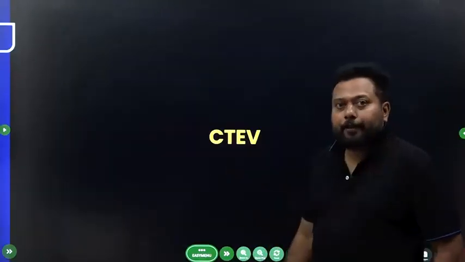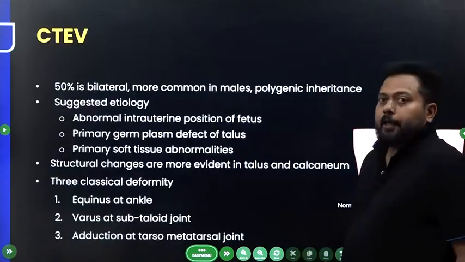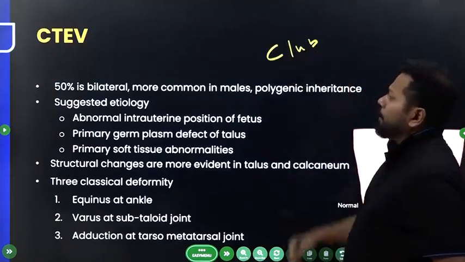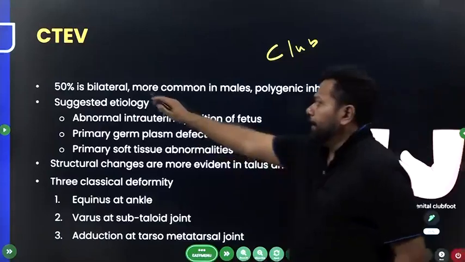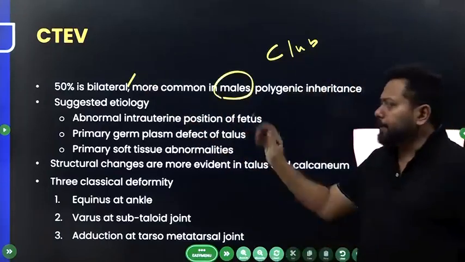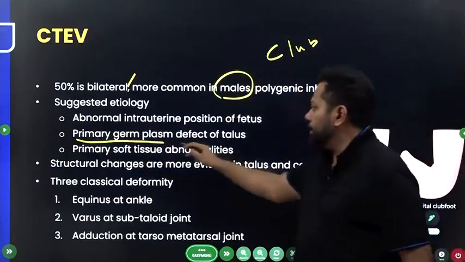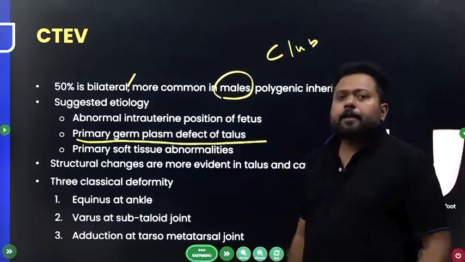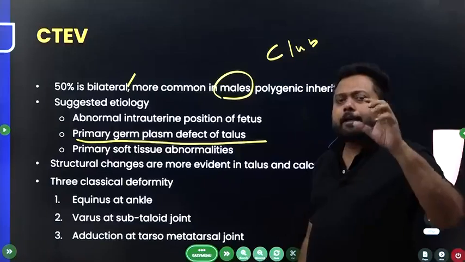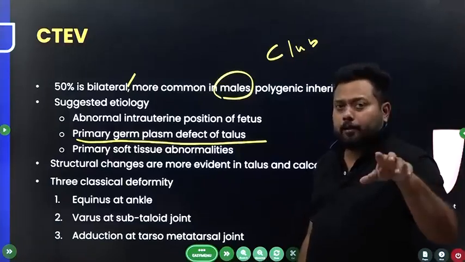We will move on to the next topic, CTEV, congenital talipes equinovarus. See, congenital talipes equinovarus is otherwise called clubfoot. It's 50% bilateral, more common in boys. Polygenic inheritance. Many theories are there. I will tell you the most important thing. The most accepted is primary germplasm defect of the talus. That means there is a problem in formation of the talus. So congenitally, there is faulty formation of the talus. So the size and shape of the talus alters.